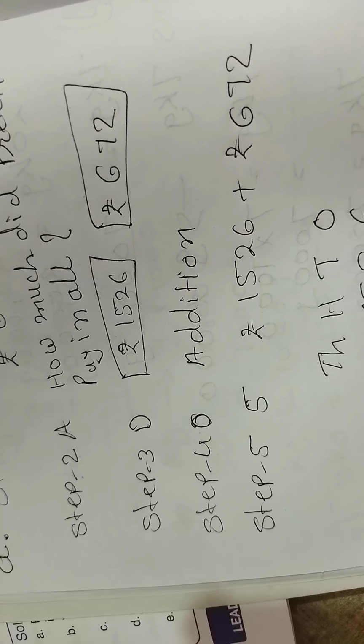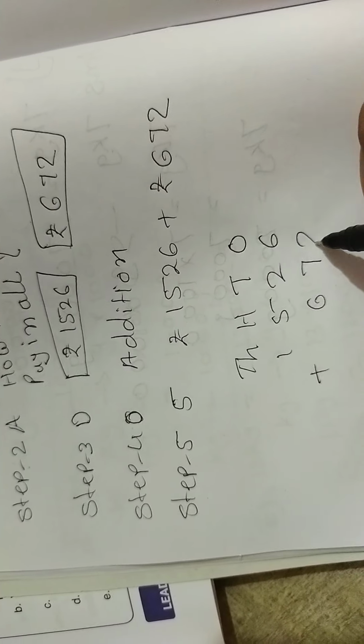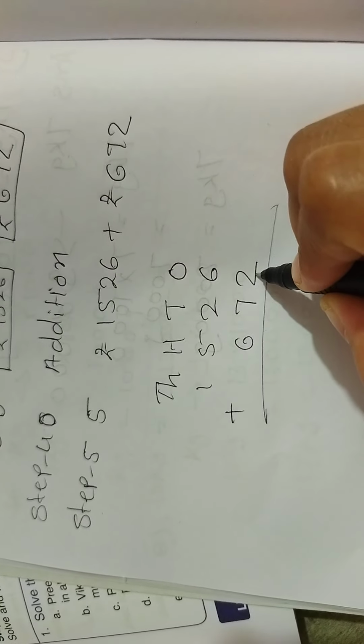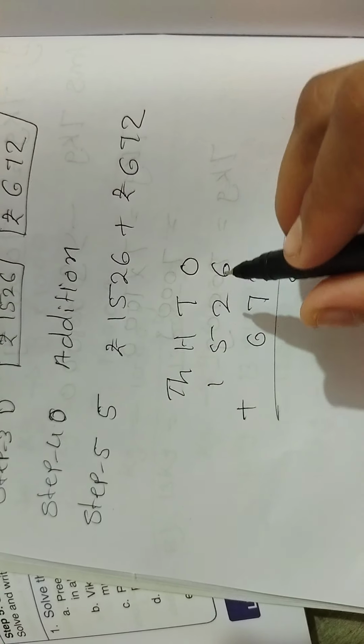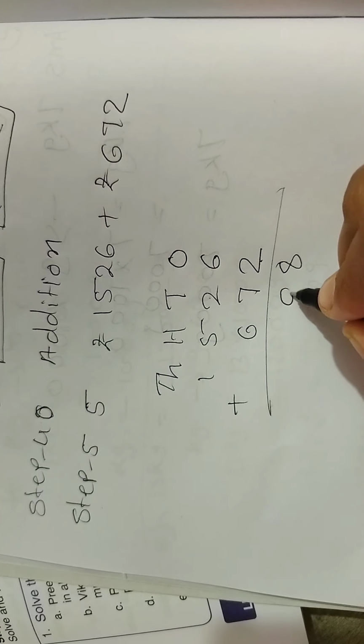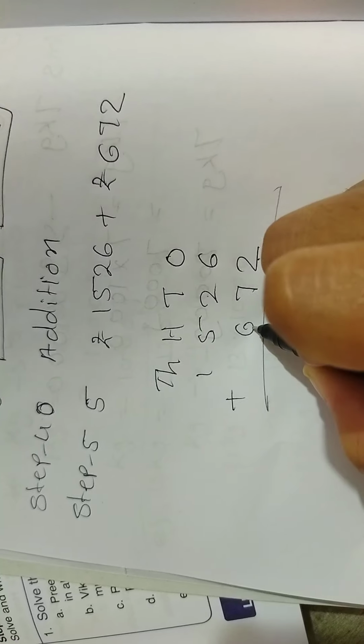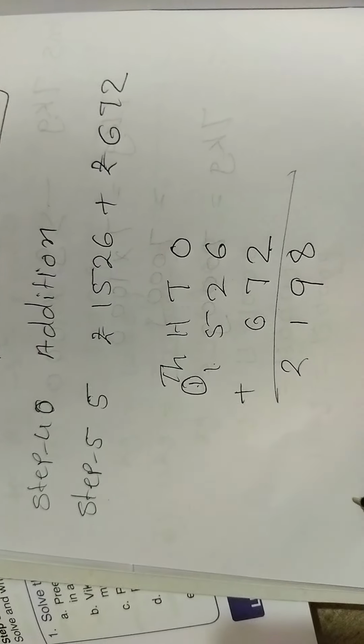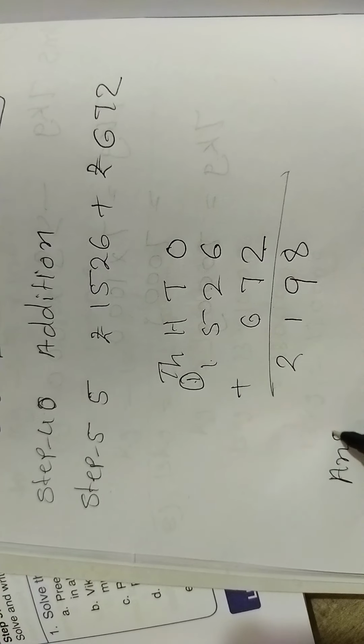1526 plus 672. 6 plus 2, 8. 7 plus 2, 9. Here we have to write 9. 5 plus 6, 11. 1 is a carryover. 1 plus 1, 2. Answer, we have to write the answer.